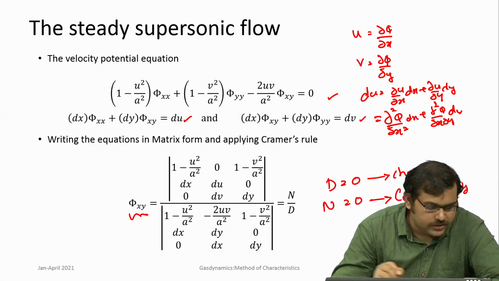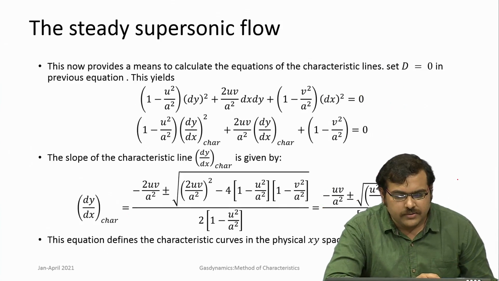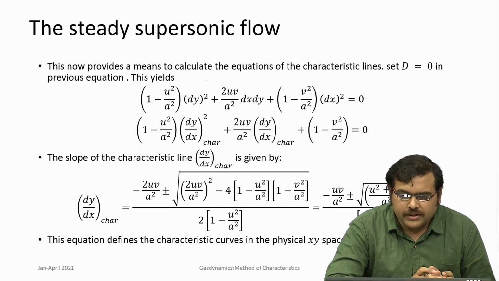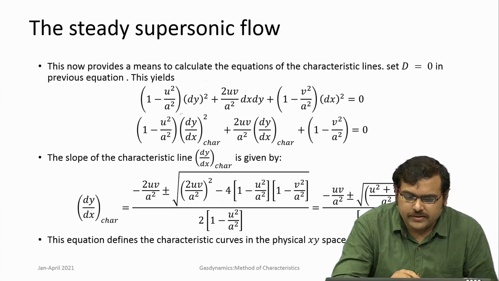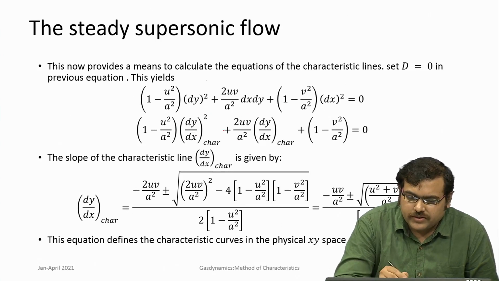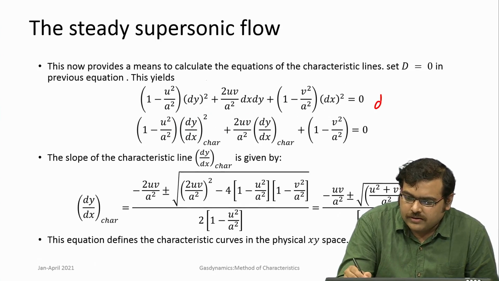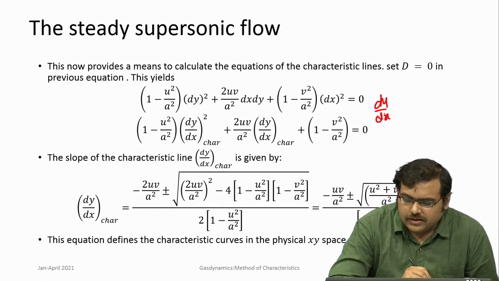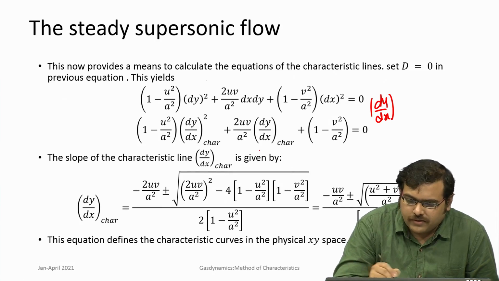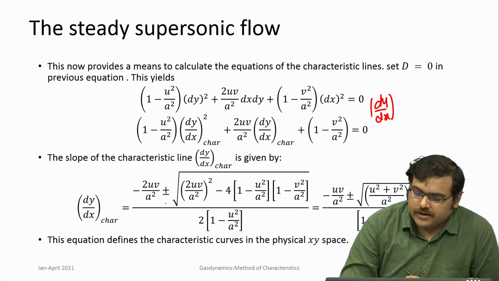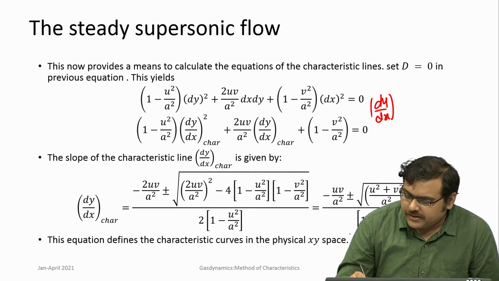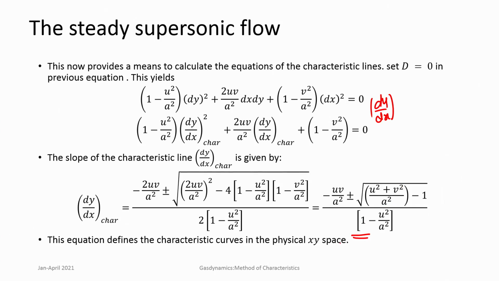Compatibility condition is arrived at. So, that is what is done here. You take the denominator, put it equal to 0, you get this particular form, divide the entire equation by dx. So, this becomes a quadratic equation in dy by dx, which is the slope of the characteristic lines, that can be solved. This is just a solution of a quadratic equation, and you get it in terms of u and v. So, now this dy by dx is solved in terms of u, v and a square.